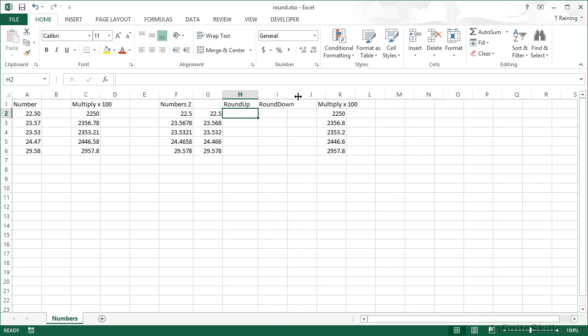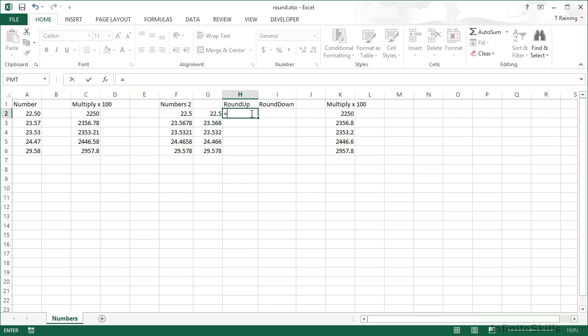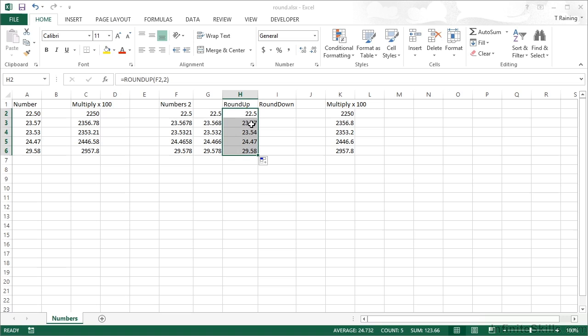And then we can place our round up and round down functions in here, which is equals round up, which means it will round up our number regardless of the value of the next decimal place. So let's stick with 2, which obviously has no effect on our 22.5 because there aren't 2 decimal places. But when we replicate down, these are now all rounding up. So our 5, 6, 7, 8 becomes 57, which it would with normal round anyway. But our 5, 3, 2, 1 becomes 54, which it wouldn't do with normal round. 4, 6, 5, 8 becomes 47, which it would. And 5, 7, 8 becomes 58, which it would.